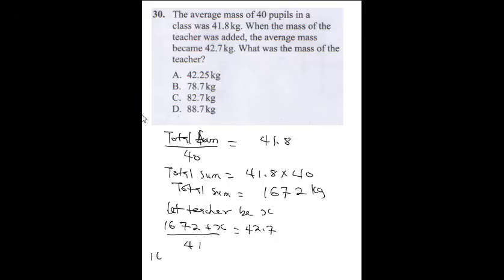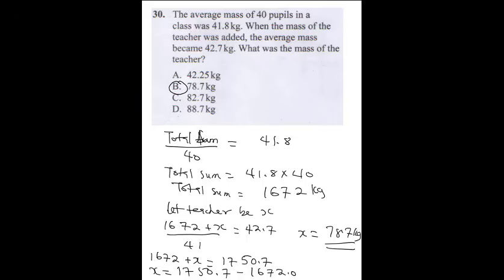So that means this is going to be 1672 plus x. Now when you multiply 41 by 42.7, you're going to get 1750.7. So that means x is going to be 1750.7 minus 1672.0. So when you do this subtraction, you're going to get x is going to be 78.7 kg. Final answer. So take your time, subtract it, you're going to get 78.7 kg as your final answer.